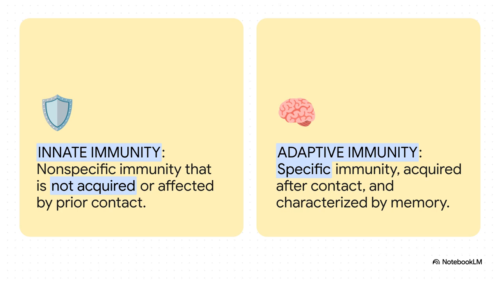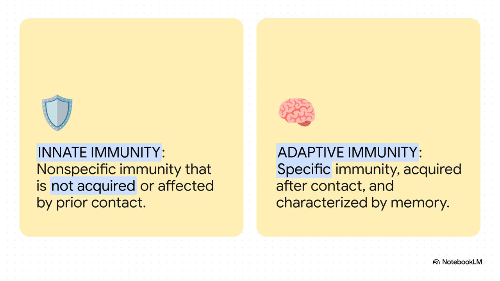First up is innate immunity. The key features here are that it's nonspecific. It recognizes general patterns that are common to many pathogens, not unique molecules on one specific bug. It is not acquired or affected by prior contact, so its response to a strep throat infection is the same on the first day of kindergarten as it is in your 20s. And critically, it is not mediated by lymphocytes. The phagocytosis we just discussed, that's a classic example of innate immunity.